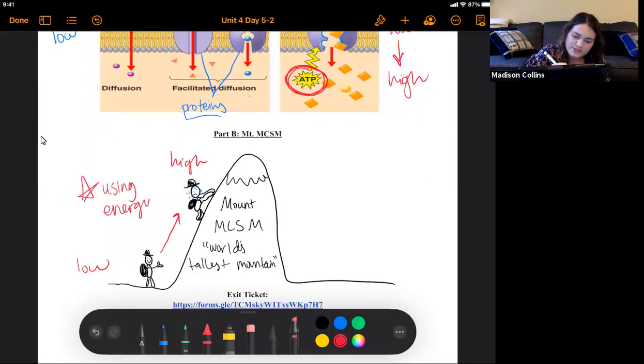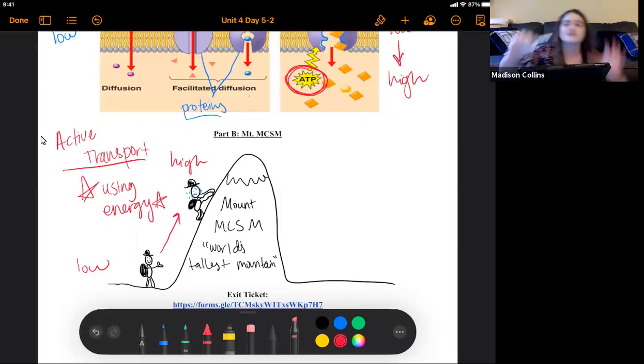You're climbing up this tall mountain, going from low to high. So, what type of transport would this be? This would be active transport because you are actively using energy to physically climb up that mountain. You're going from low to high concentration. It's pretty tough, but eventually you persevere, you make it, and you make it all the way up to the top of this mountain. Here you are celebrating.